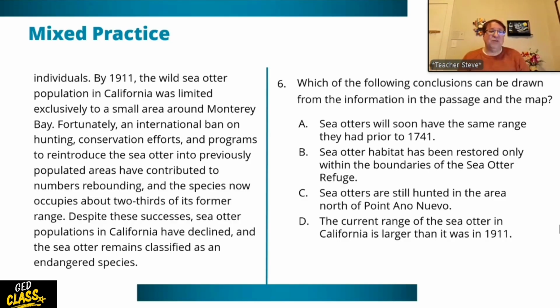Some of these, though, we'll probably be able to eliminate off the bat, and then others we'll have to delve into a little bit more. But let's take a look at answer choice A. Do we have any information to suggest that sea otters will soon have the same range that they used to? No, that is something we can all hope for, but no, we don't have that here.